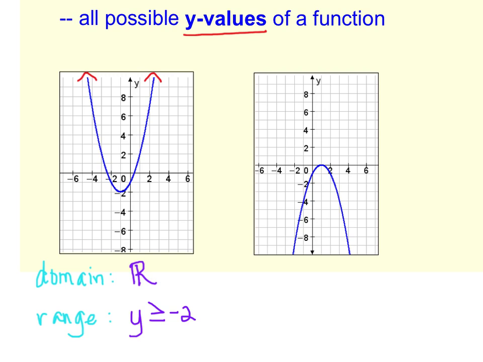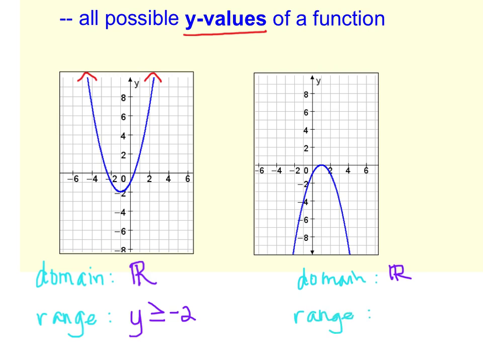All right, so next graph, domain. Now here's a nice little hint. Your domain for every single parabola is all real numbers because your graph will eventually hit every single x value that exists. Your range, however, will not always be all real numbers.